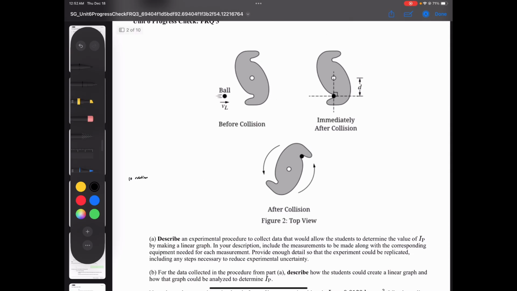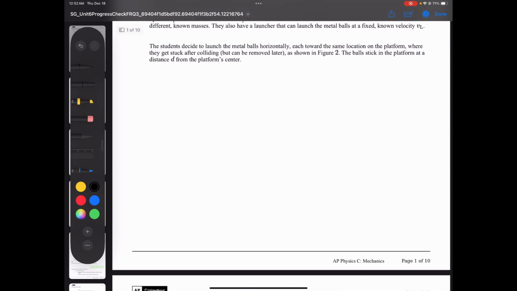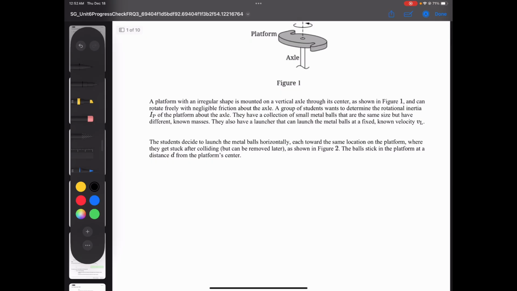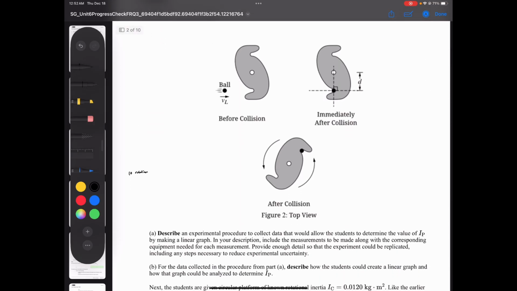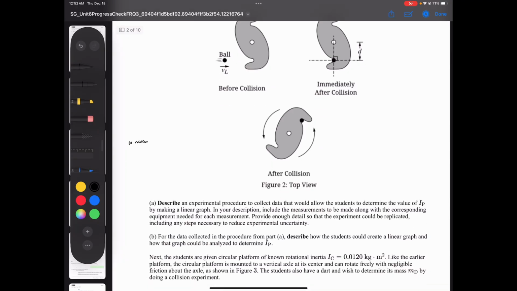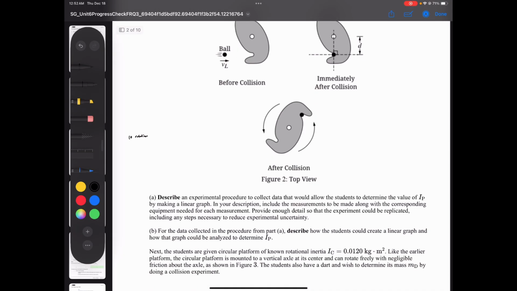So how far away is the ball from the axis of rotation? Because the velocity is known, right? So it tells you in the experiment that they already know what the velocity is. So the other thing that we have to measure is how far away the ball is from the axis of rotation, because that's going to tell us the angular momentum of the ball, right?